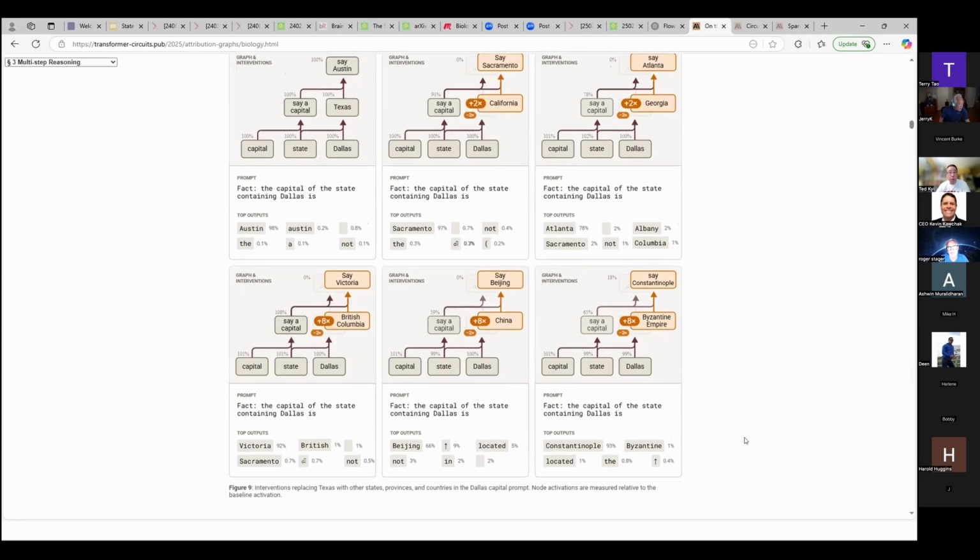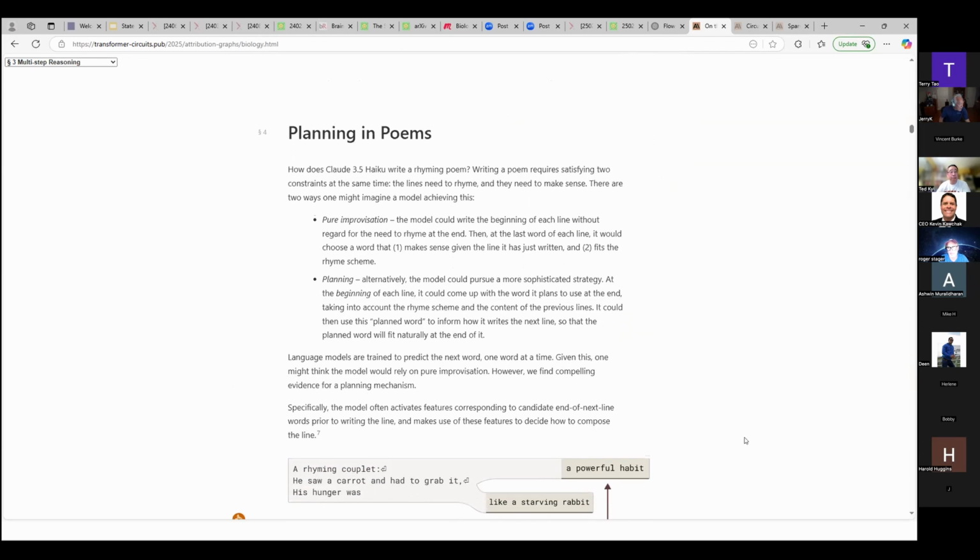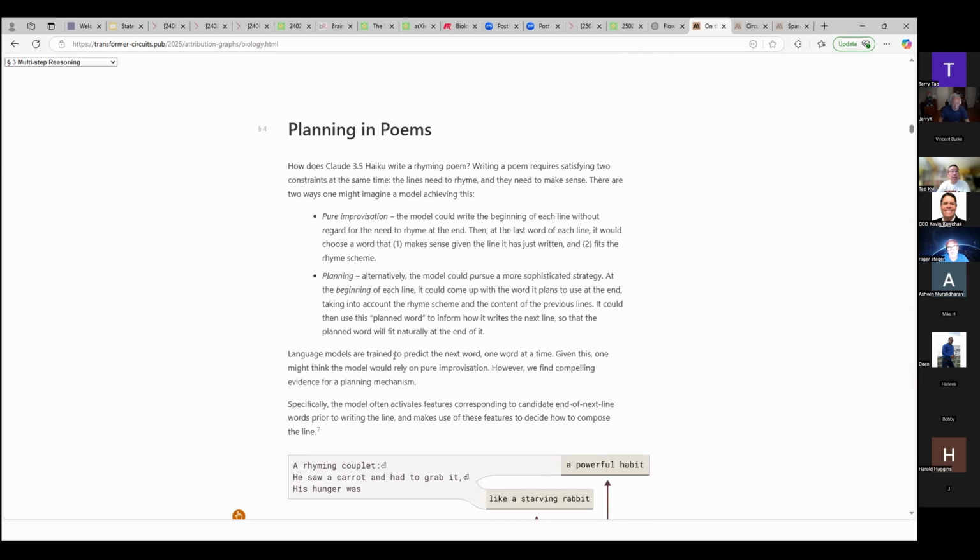All right. So we have time for at least one more. Planning in poems. And so again, here you can come up with two theories as to how the LLM might write rhyming poems. So they give a prompt, we'll see in a second, but it says, I want a rhyming couplet. I want you to write something that rhymes. He saw a carrot and had to grab it. His hunger was, and then like two sentences that appear with fairly high probability are a powerful habit and like a starving rabbit.